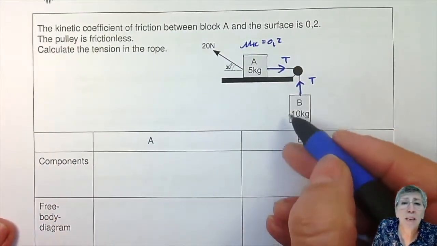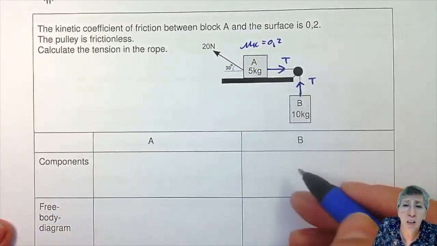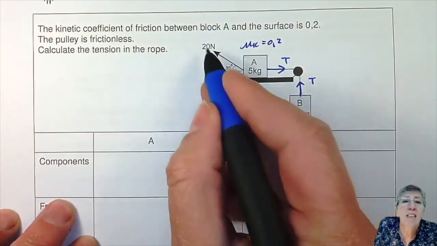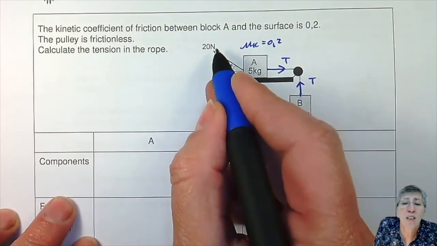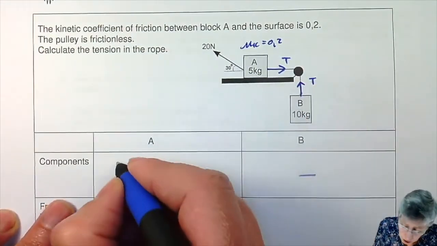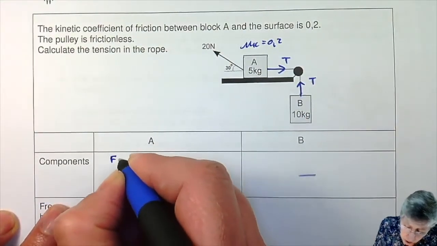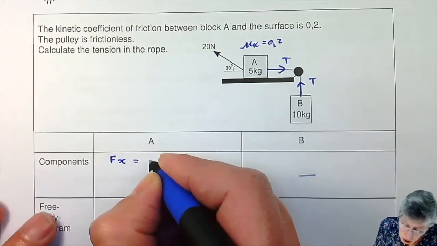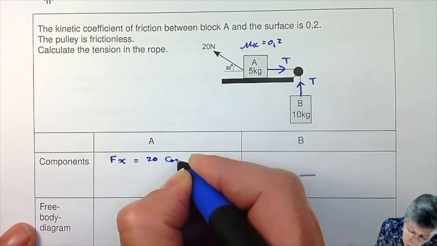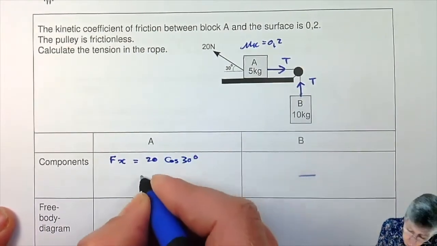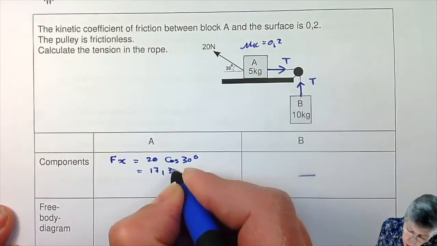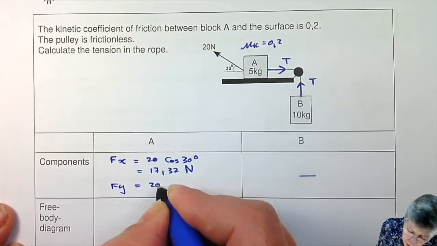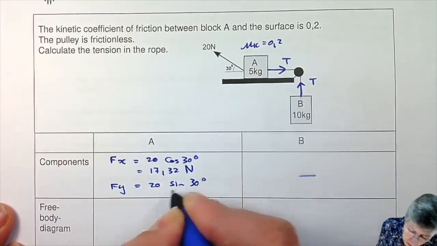Right, so for B, B is in the direction that it would be moving, so there will be no components. For A, it is the applied force that is in a weird direction and not telling us enough. So we are going to take that applied force and make that into an X and a Y component. So for the X component, that will just be 20 cos 30, and you end up with 17,32 Newton. And for the Y component, that will just be 20 sine 30, ending up with 10,00 Newton.